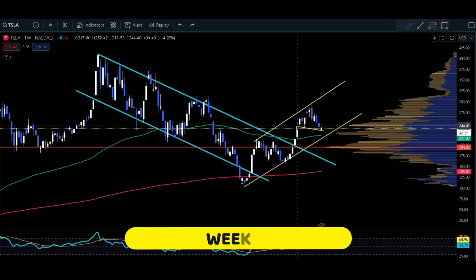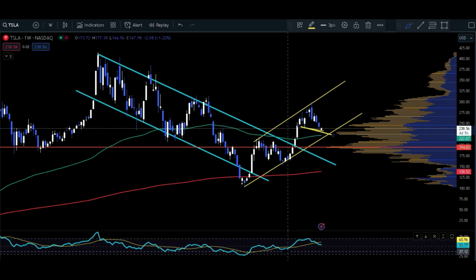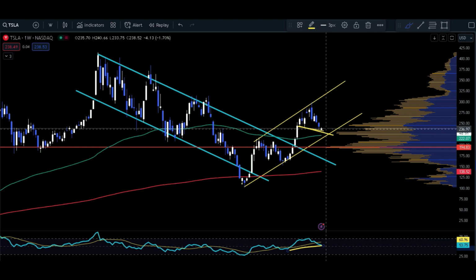And the first interesting observation on this weekly chart is, look at this, price is going down, making a lower low, but the RSI is making a higher low. So this is actually a hidden bullish divergence that has started to form.